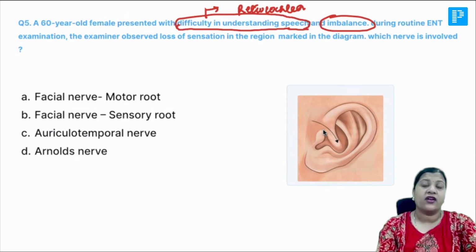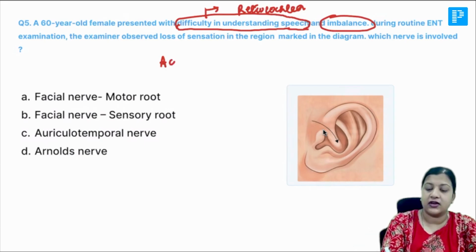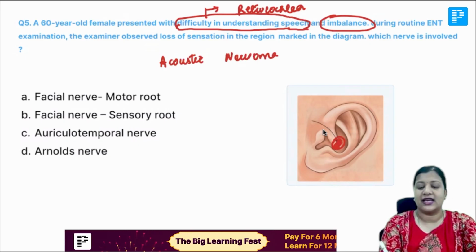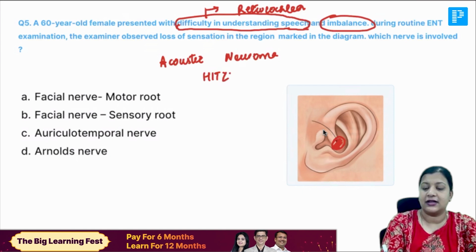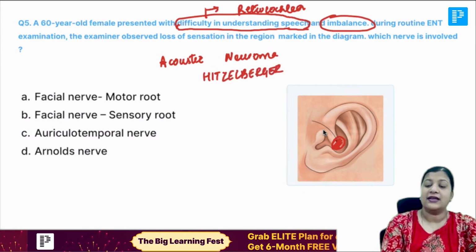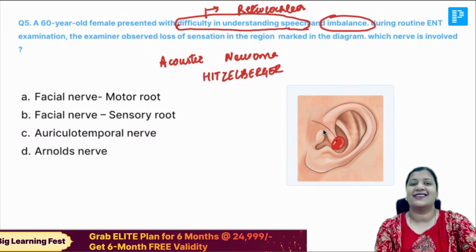So what retrocochlear pathology presents with imbalance, difficulty in understanding speech, and hearing loss? It is nothing but your acoustic neuroma. Now, in acoustic neuroma, we have loss of sensation in the region of the concha. What do we call that sign? We call that sign Hitselberger sign, correct? And now they're asking you, why is there loss of sensation and which nerve is involved?